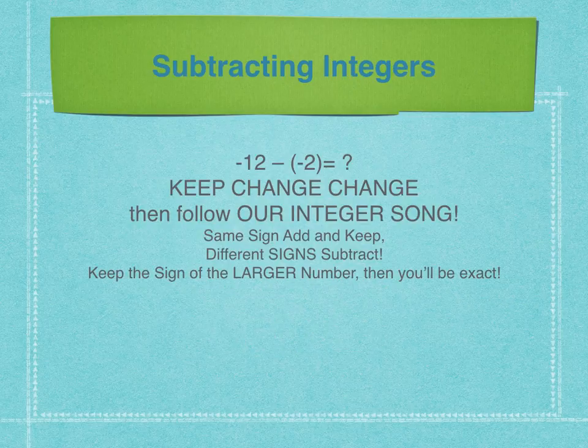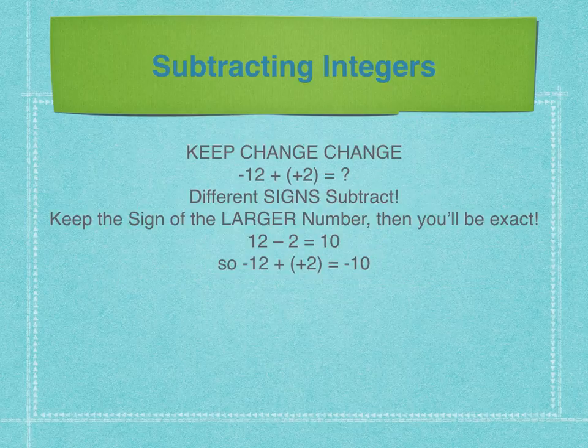Subtracting integers. We're still subtracting on this problem, -12 minus -2, but we have to do something to help us solve this problem. That's where we incorporate keep, change, change. Then we follow our integer song. Same sign add and keep, different sign subtract. Keep the sign of the larger number, then you'll be exact. Our first step is to keep, change, change. So we keep the -12, we change the subtraction to addition, and we change the -2 to +2.